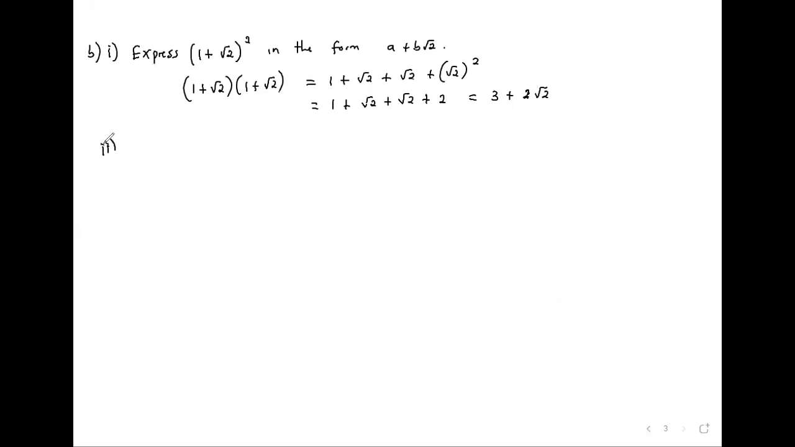Then 2, express root 2 over 1 plus root 2 squared in the form a plus b root 2. So you say, oh, this guy is what I was expanding there. So it is root 2 over 3 plus 2 root 2.